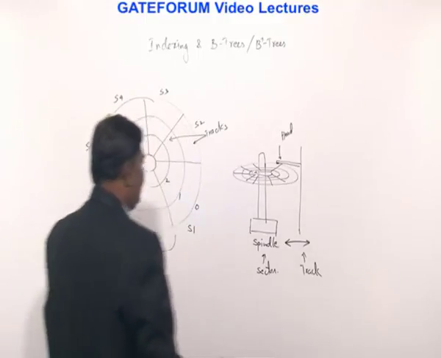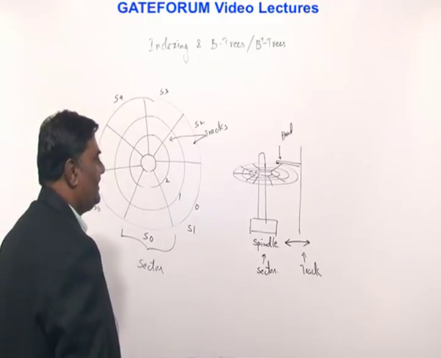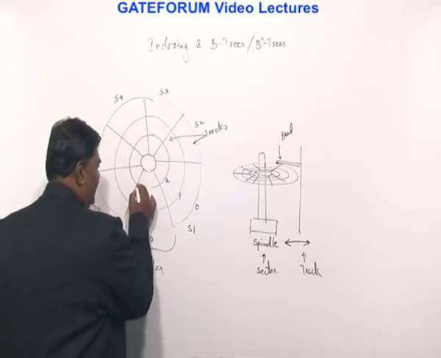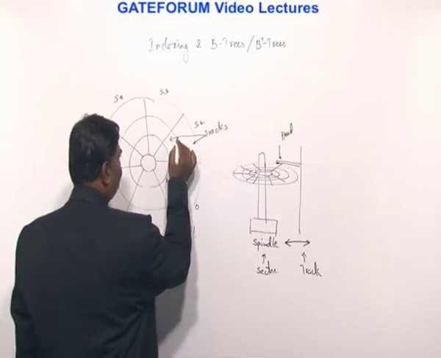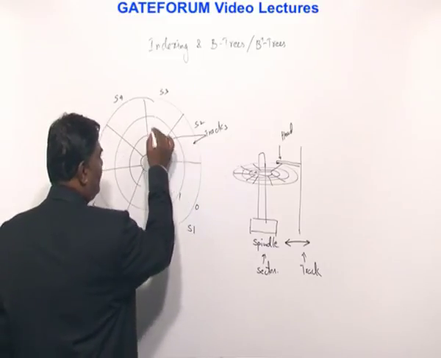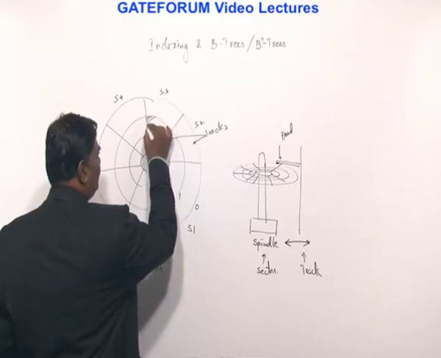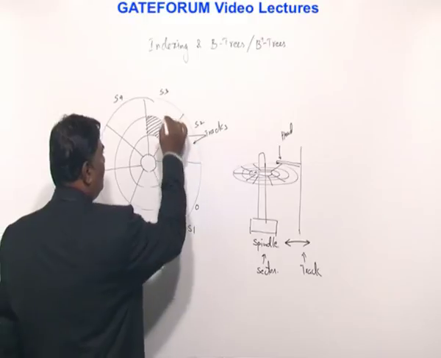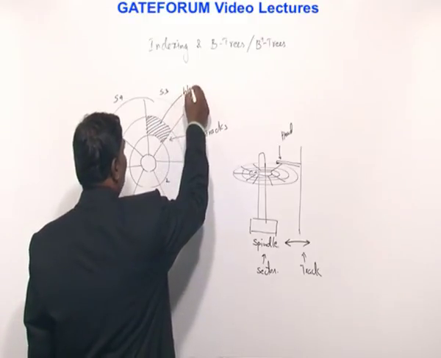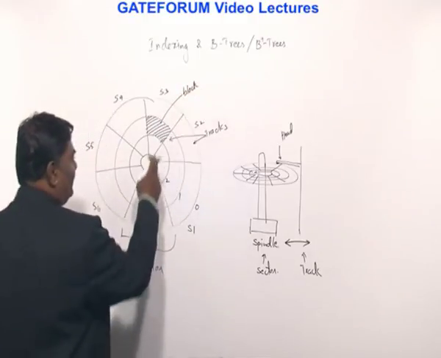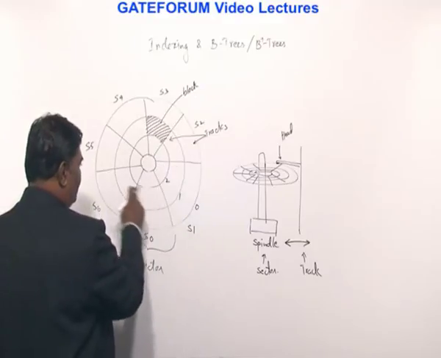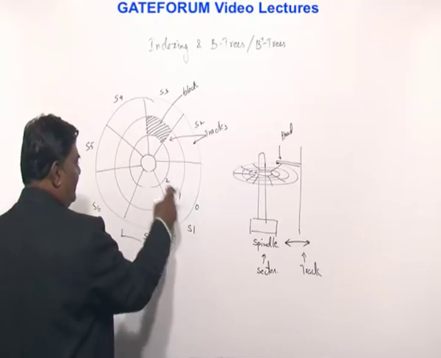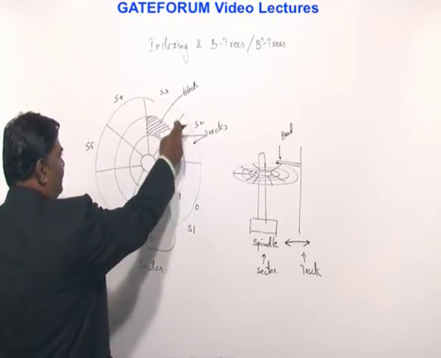Now, how can we access a particular location in a disk? Let us talk about a particular location. See, this particular location is called a block. So all these are blocks. Blocks are formed with the help of tracks and sectors.